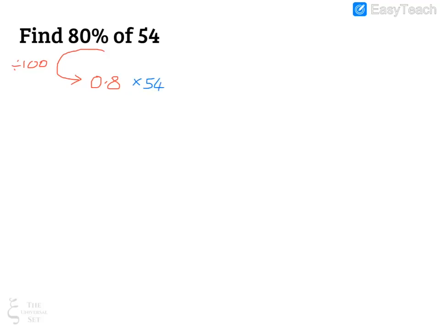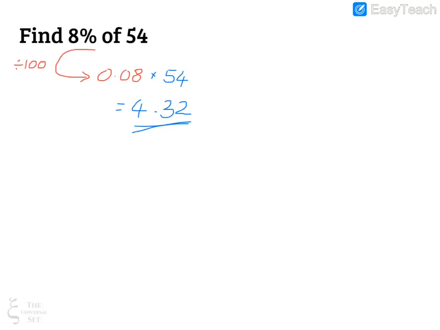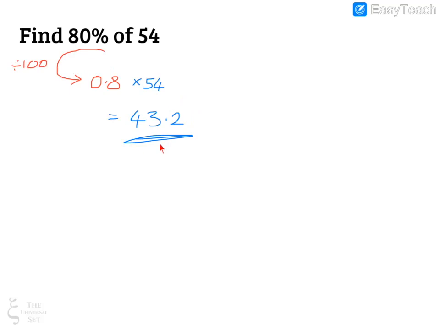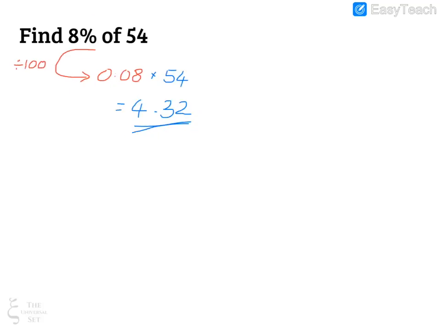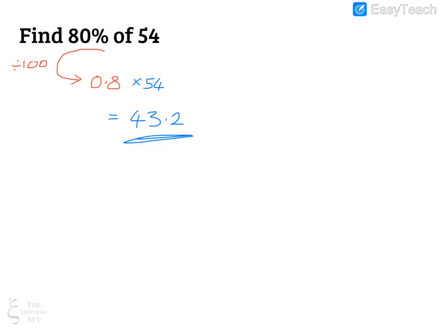So in my calculator, I'm typing 0.8 times 54, and this time I've got the answer equals 43.2. And again, if we compare that back to the previous one, that sort of makes sense, doesn't it? Because we found 8%, it was 4.32. When we find 80%, it's 43.2. So it's just 10 times bigger, which again sort of makes sense, doesn't it? 8%, 10 times bigger, that's going to be 80%, 43.2.